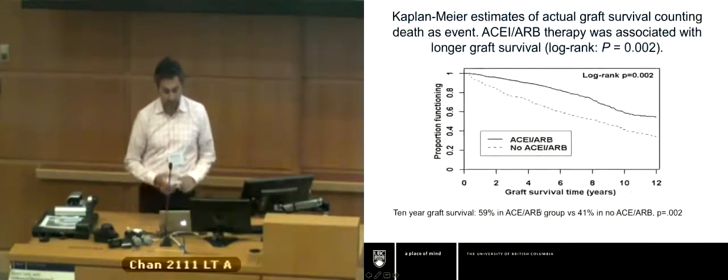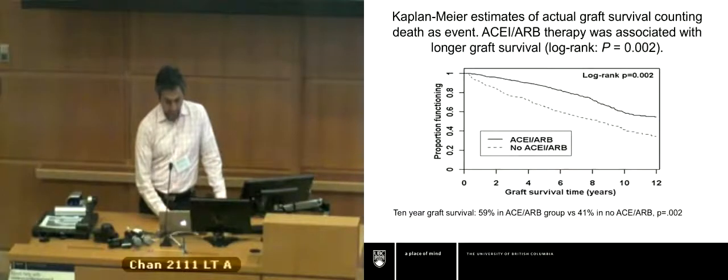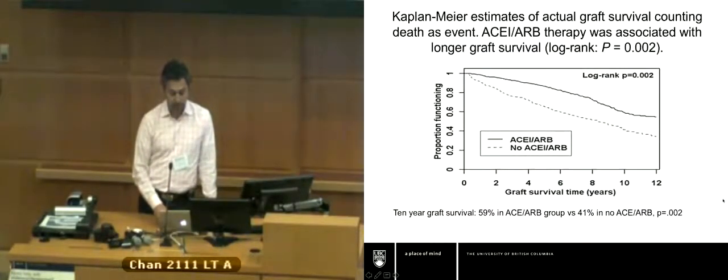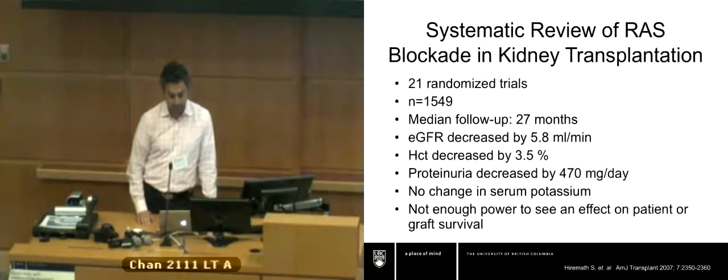And similarly, when they looked at loss of graft over that period of time, and they counted death as a graft loss as well, you get a similar kind of outcome, an 18% reduction over that 10-year time period. So it seems in this retrospective study that ACE inhibitors are better than no ACE inhibitors or ARBs in reducing mortality and graft loss as well.